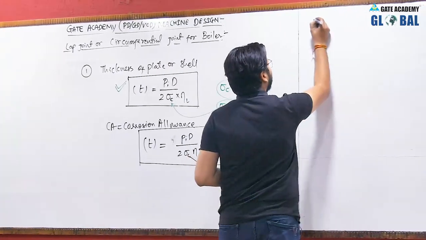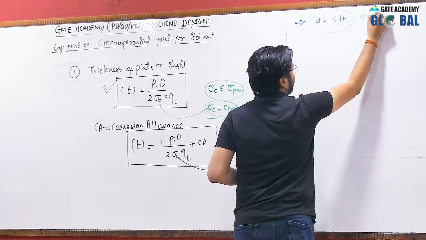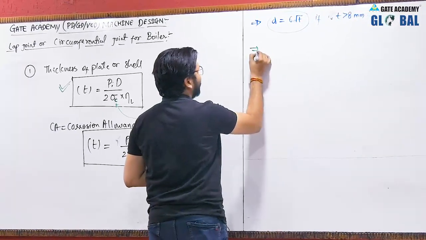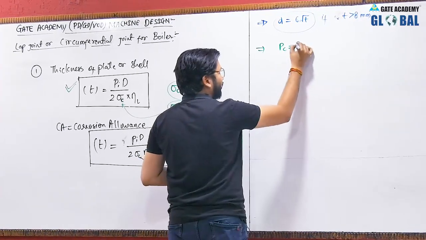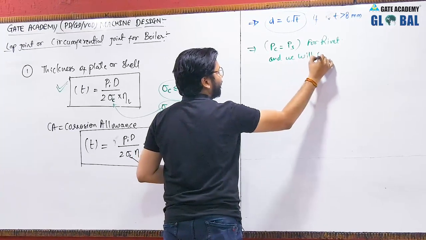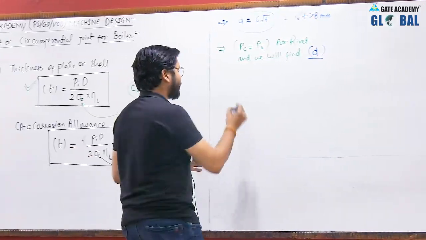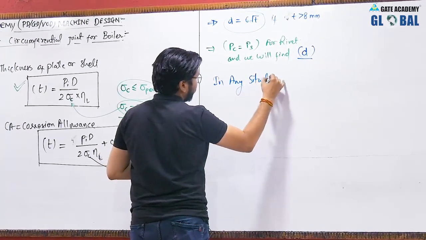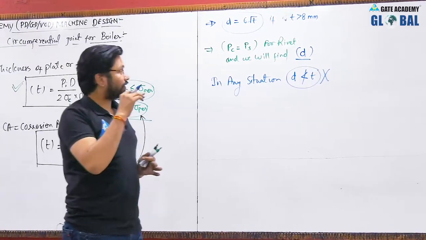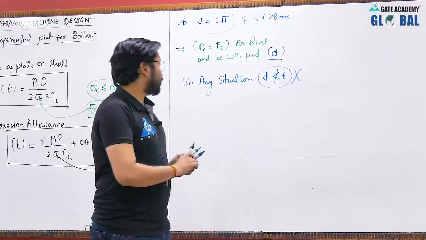After this, again the things will remain the same, as the diameter will be calculated using Unwin's formula if T is greater than 8 mm. If it is less than 8 mm, then we will equate the crushing strength of the rivet with its shear strength, and we will find the value of D. In any situation, D cannot be less than T. This cannot happen. The diameter of the rivet cannot be less than the thickness of the plate. It must be greater than the value of the thickness of the plate. So this must not happen.